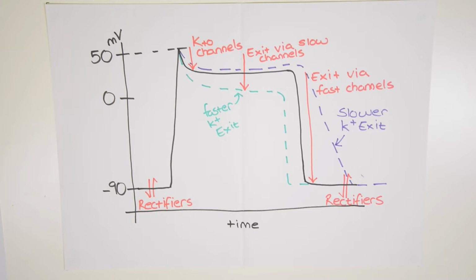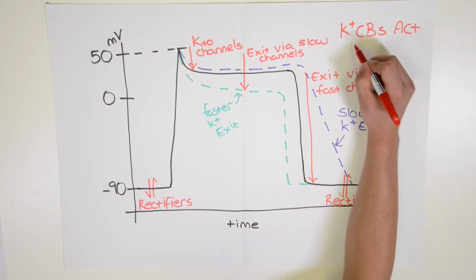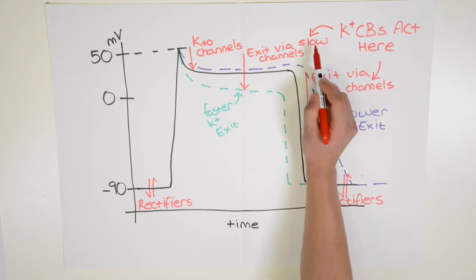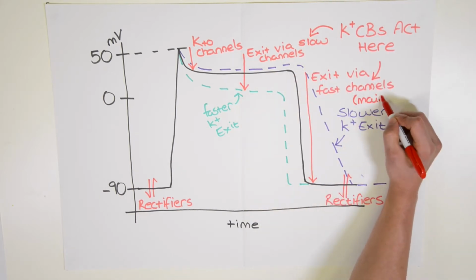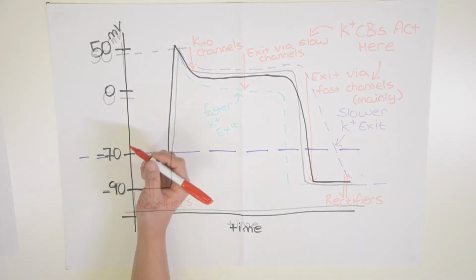Potassium channel blockers, aka your class 3 antiarrhythmics such as amiodarone and sotalol, work primarily on the fast outward flowing potassium channels, reducing their effective numbers and slowing down the potassium efflux, thereby prolonging phase 3 and slowing down the overall conduction velocity. They are used to good effect in correcting tachyarrhythmias.